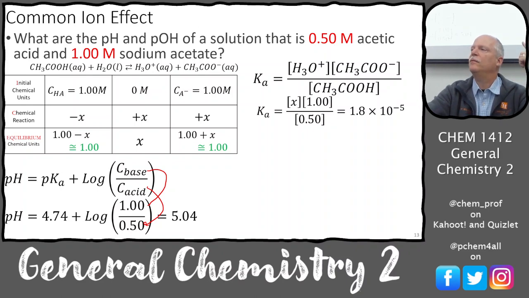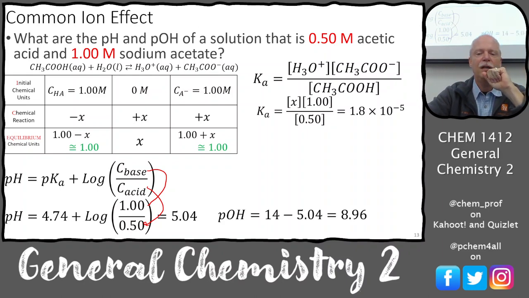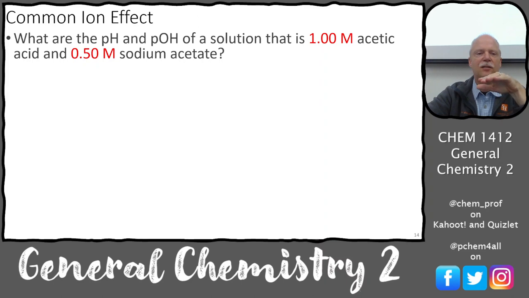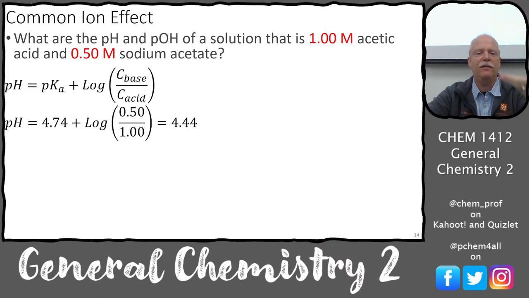Notice the pH is a little higher because we have more base than acid. You see that in the problem? Let's flip the two. Let's make the acid 1 and the base 0.5. And so if the acid is 1 and the base is 0.5, we have a flipped fraction there, and now the pH is lower because we got a little more acid than base.